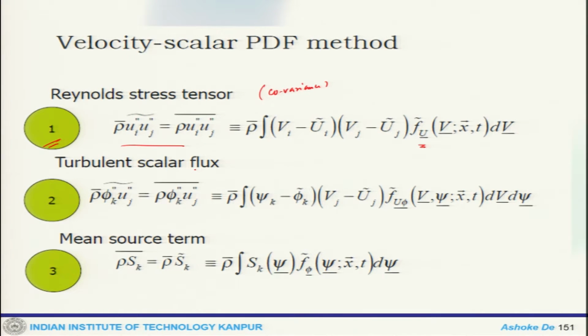Then the turbulent scalar flux, we use the velocity scalar PDF to close this turbulent scalar flux. So, we do not use any information or gradient assumption or something like that to close that term. And finally, the source term, as usual, we will close using the scalar PDF.